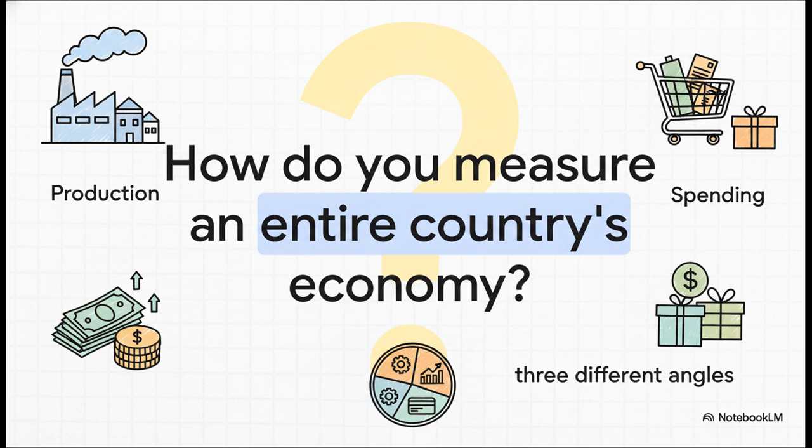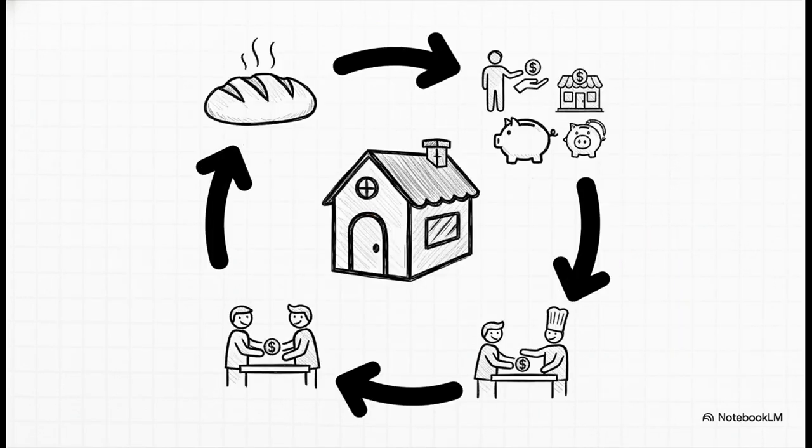Well, it turns out there isn't just one way. Economists actually look at this problem from three totally different angles, kind of like looking at three sides of the same coin. To make this super simple, just picture a local bakery. We could figure out its economic value by adding up the price of all the bread it bakes, right? Or we could add up all the income it pays out, the wages to the bakers, the rent for the shop, the profit for the owner. Or we could just track how much money all the customers spend there. And here's the thing, in theory, all three of those numbers should be exactly the same.